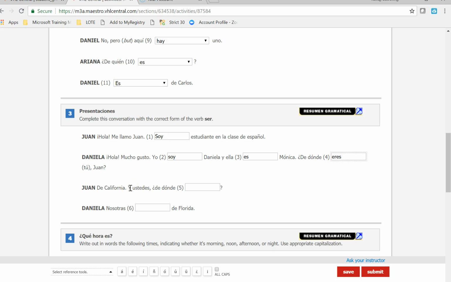¿Y ustedes, and you all? ¿De dónde son? Because it's you all. Where are you all from? Literally, from where are you all? Nosotros somos de Florida. We are from Florida.